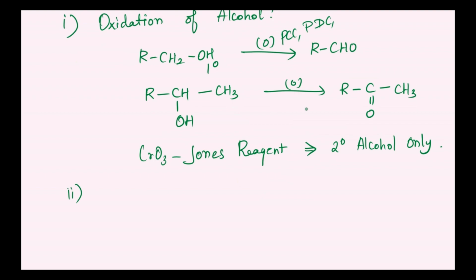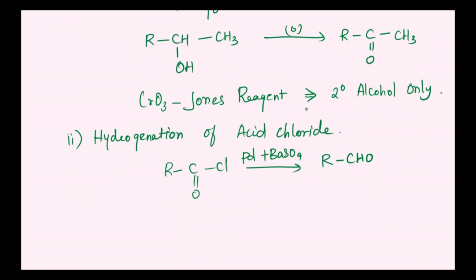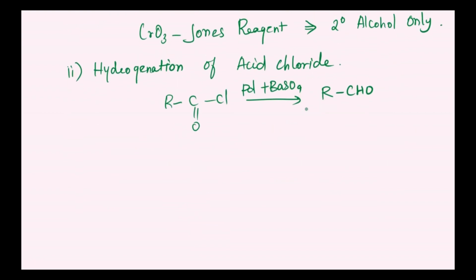Okay, the second method is hydrogenation of acid chloride. Acid chloride functional group is RCOCl. So if I am doing hydrogenation over here in the presence of palladium and barium sulfate, it will give you an aldehyde. This is the most important named reaction, called the Rosenmund reduction.